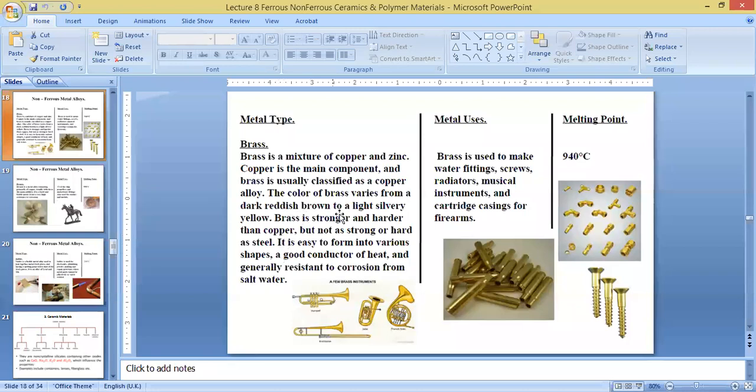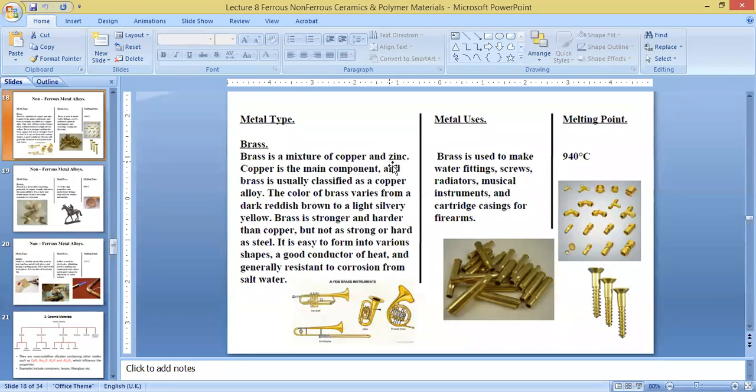It's stronger and harder than copper. So with brass, we add zinc there to enhance strength and hardness. But it's still not as hard and as strong as steel. It's easy to form into various shapes, a good conductor of heat, and generally resistant to corrosion from salt water. Resistance to corrosion comes in because of zinc.